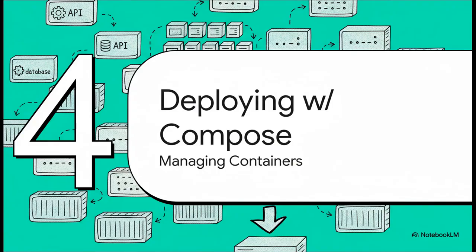Okay, moving on to Section 4, Deploying with Docker Compose. So we've got our application nicely packaged in a container. That's great. But wait, our app isn't just one container, is it? It's a whole collection of them. We need the API, the database, maybe some other services. So how do we define and manage this entire fleet of containers when it's time to deploy?